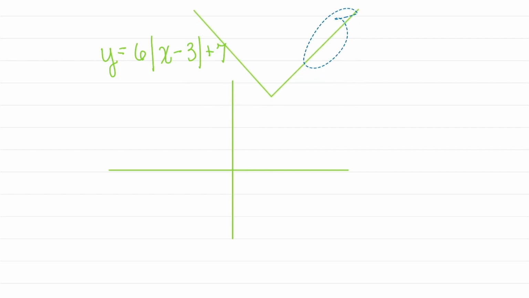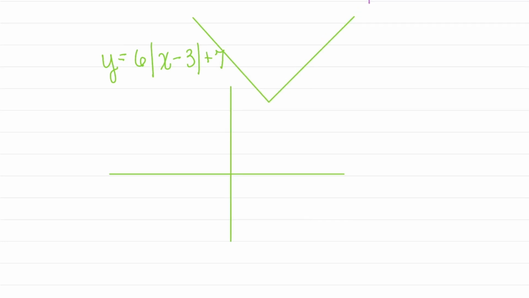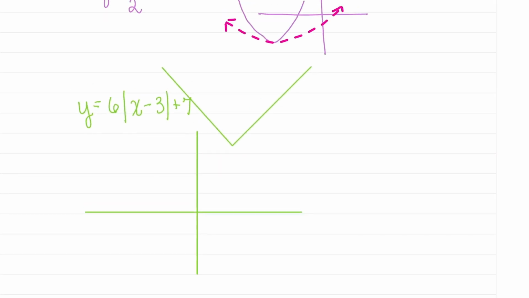Now we are going to stretch this graph 6 times. And that means our graph is going to look like this. Here you can see that our graph is stretched and the V is much skinnier. So that's really as hard as this gets.